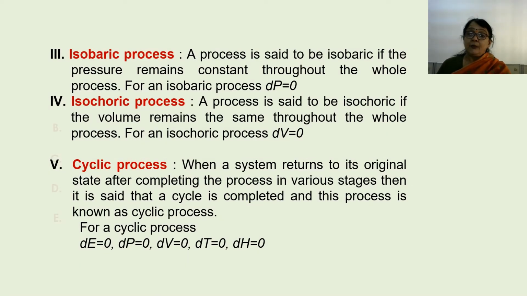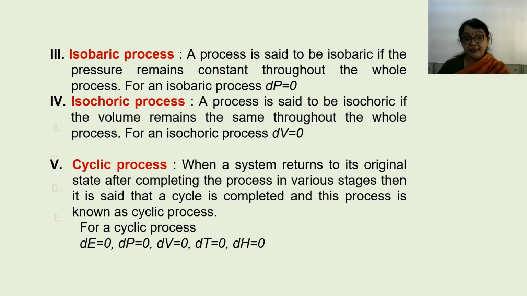If the process is carried out in such a way that during the whole process the pressure is kept constant, then the process is said to be an isobaric process. For an isobaric process, the change in pressure is 0. In an isochoric process, the process is carried out in such a way that the volume remains the same throughout the whole process. For an isochoric process, the change in volume is equal to 0.